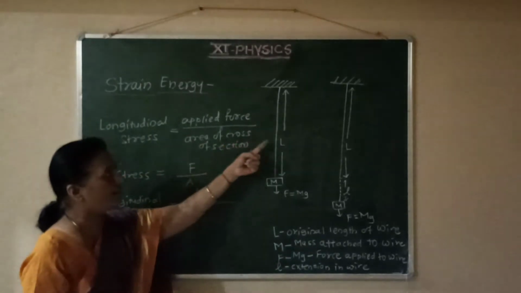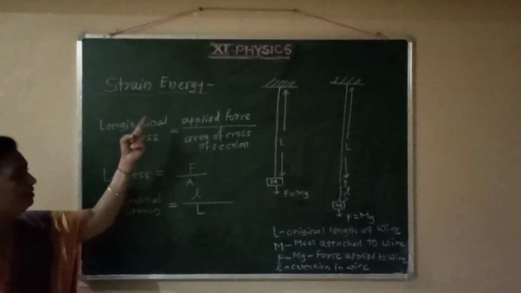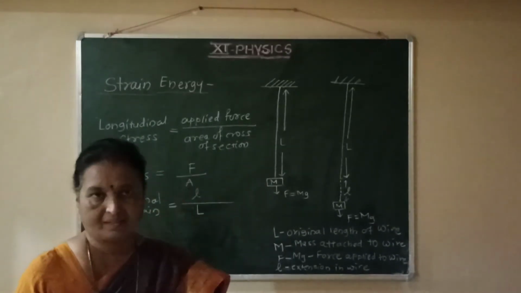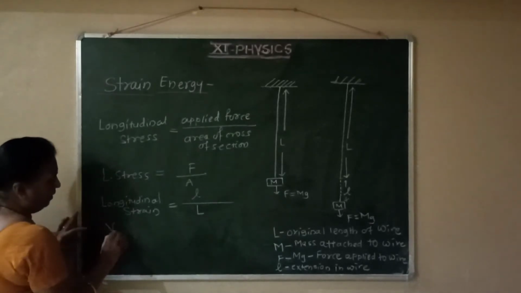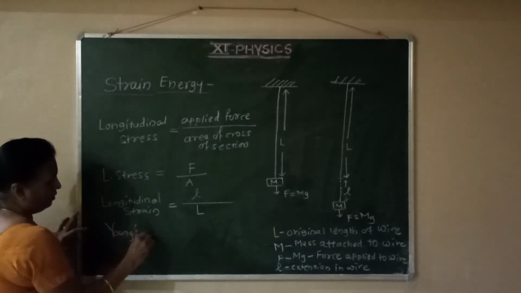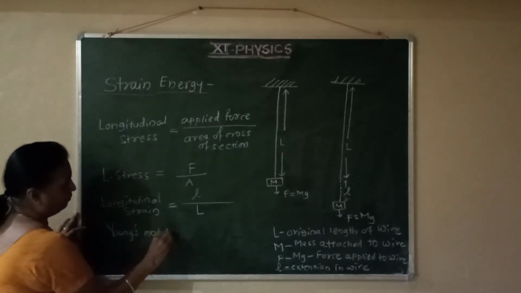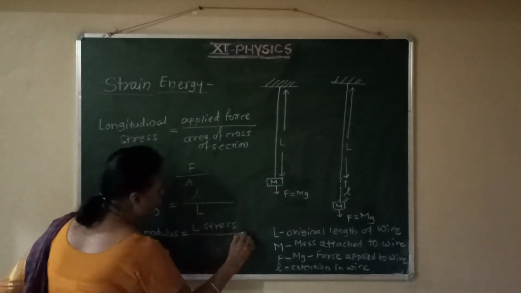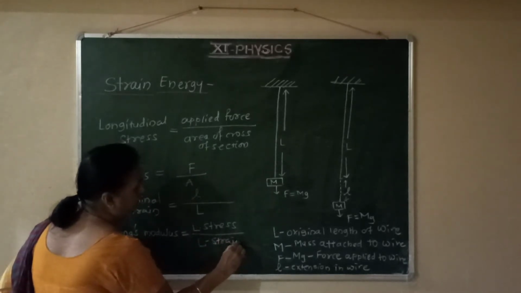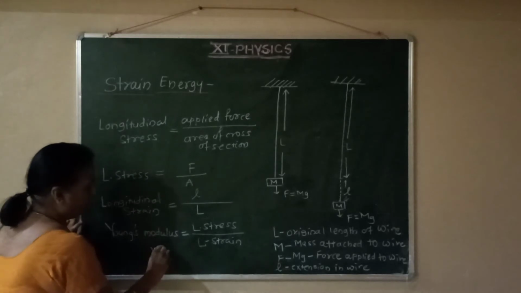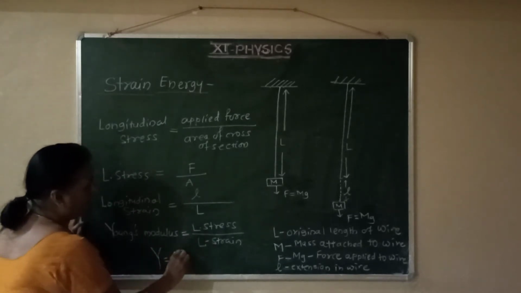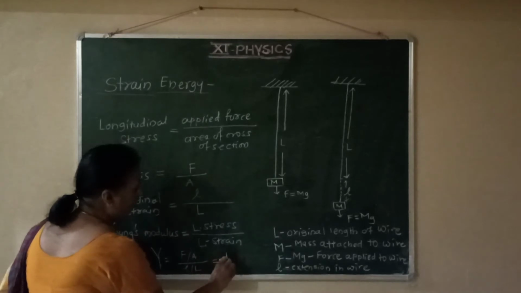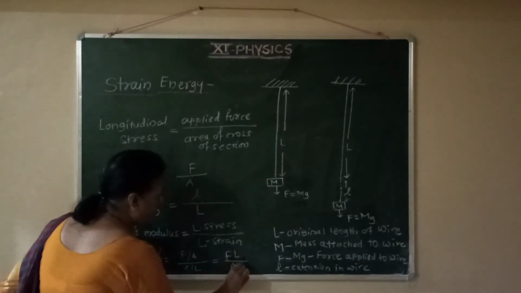Now since the stress and strain are associated with the change in length of the material, we consider one elastic constant, and that is known as Young's modulus. Young's modulus is the ratio of longitudinal or tensile stress to the longitudinal or tensile strain. Young's modulus, which we denote by the letter Y, is equal to longitudinal stress, F upon A, divided by longitudinal strain, l upon L. So it becomes Y equals F L divided by A l.